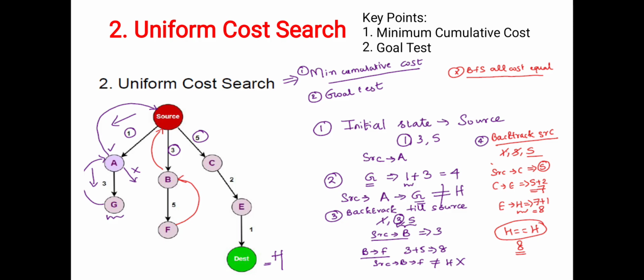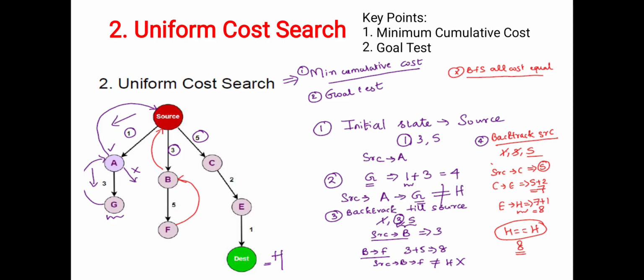The next algorithm is the uniform cost search algorithm. Here it considers the minimum cumulative cost from the start node to the next node. So let us take the example. Here the source is located at level 1, and in the second level it has 3 nodes A, B and C, and in the third level it has 3 nodes G, F and E, and in the fourth level there is a destination node. The uniform cost search travels from the source node to the node which has the lowest cost.